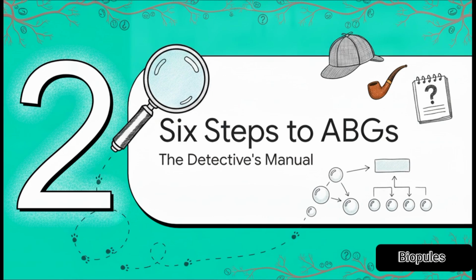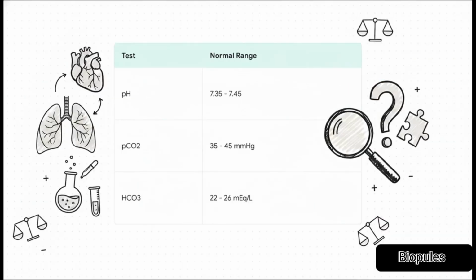Moving on to Section 2, 6 Steps to ABGs, the Detective's Manual. Okay, to solve the mystery of what's happening in that blood, we need our macro tool first, and that means knowing our baselines. Memorize these ranges, because any deviation is your first major clue. Just as a quick refresher, normal blood pH sits super tightly between 7.35 and 7.45. For the respiratory side, your PCO2 is 35 to 45, and on the metabolic side, your bicarbonate is 22 to 26. These core ranges are basically the border walls of your entire investigation.